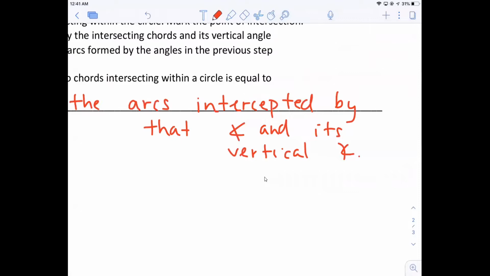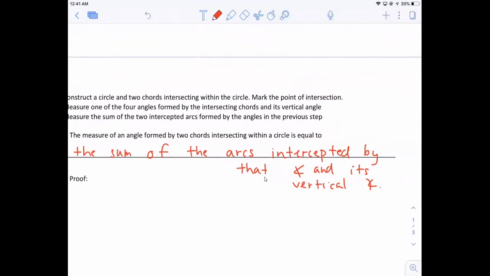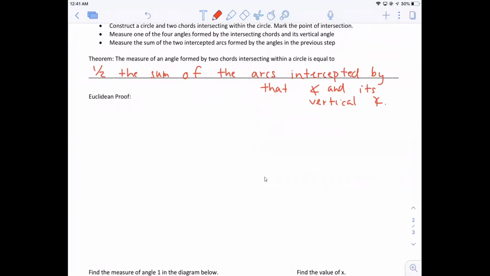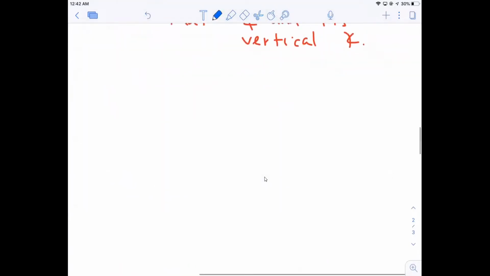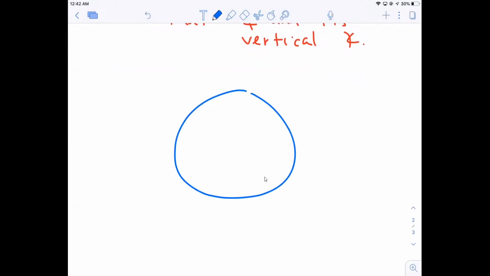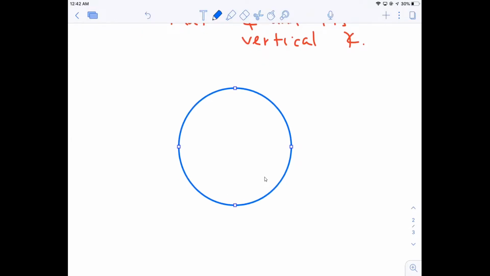All right, so let's prove this theorem. This theorem is actually a lot easier to prove than the last one, so I will do the steps with you. And let's do a diagram. So here is our circle. Let's draw in two chords.